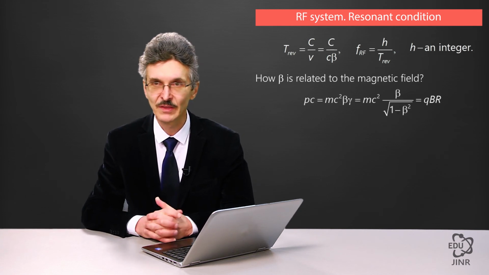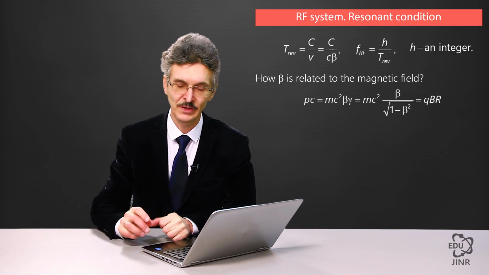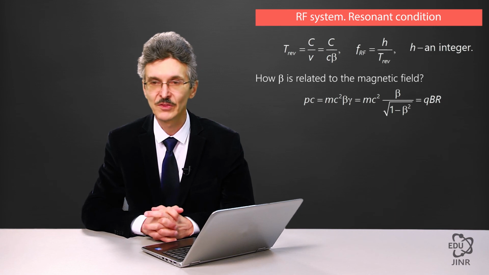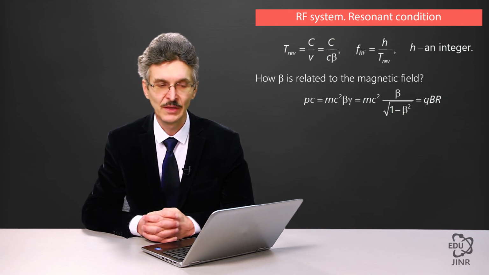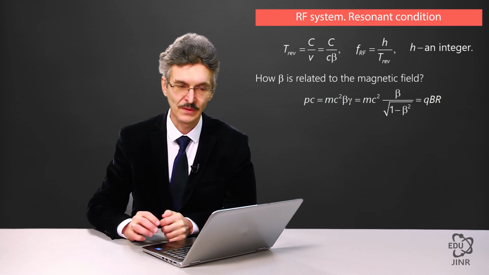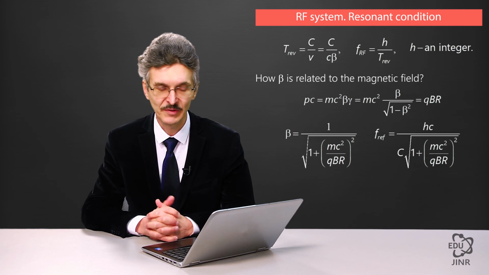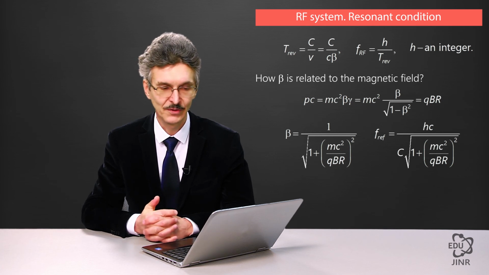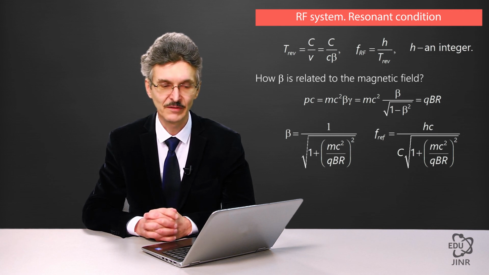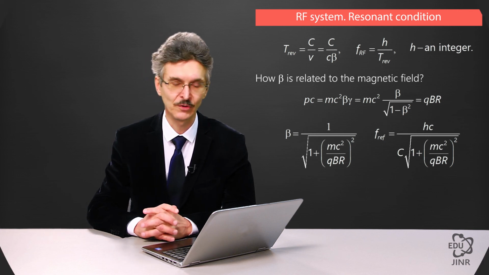To consider the frequency of the radio frequency field, we need to relate the particle velocity to the value of the magnetic field. Let's take the same equation for the relation of particle momentum with the magnetic field value and write it down through the given particle velocity, through beta. Having expressed the beta through the magnetic field, we obtain a three-story formula for the frequency of the radio frequency field. Furthermore, the accuracy of the correspondence of the magnetic field and frequency, a relative error, must not, in some cases, exceed 10 to the power of -6.